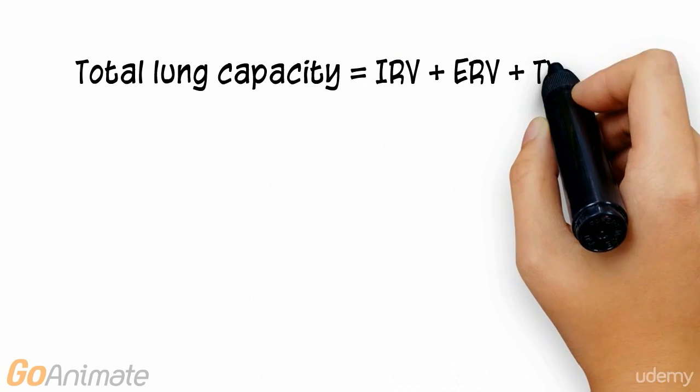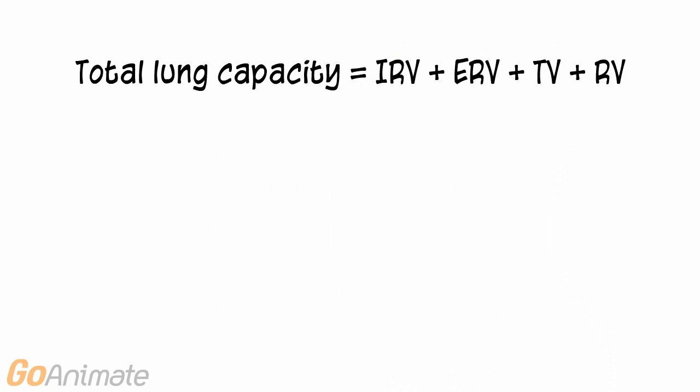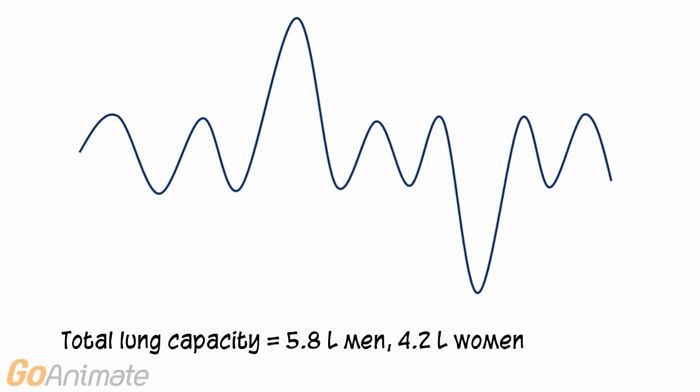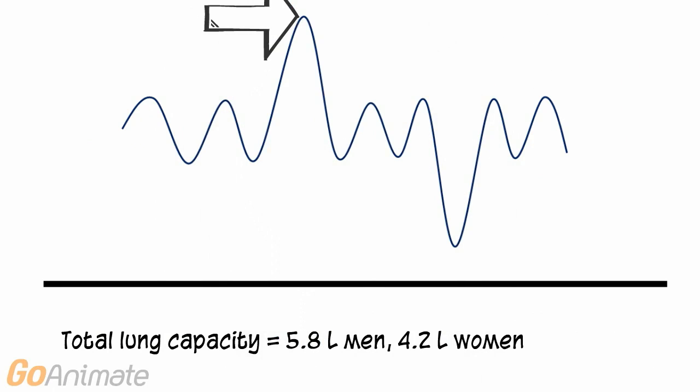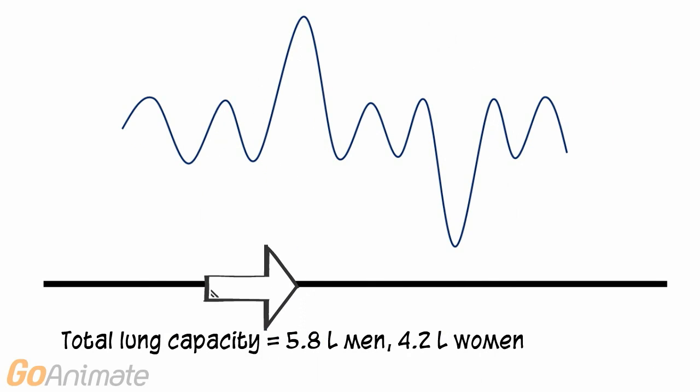Total lung capacity is equal to the inspiratory reserve volume plus the expiratory reserve volume plus tidal volume plus residual volume. Total lung capacity is about 5.8 liters in men and 4.2 liters in women. To measure total lung capacity, we would measure from the peak of our maximal inhale to the zero line.